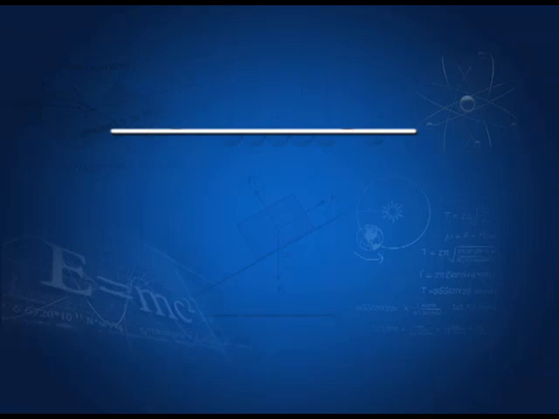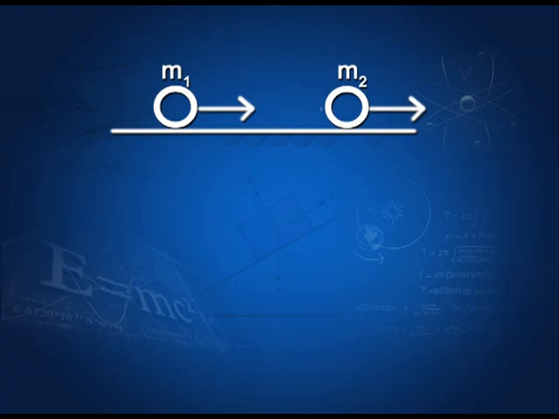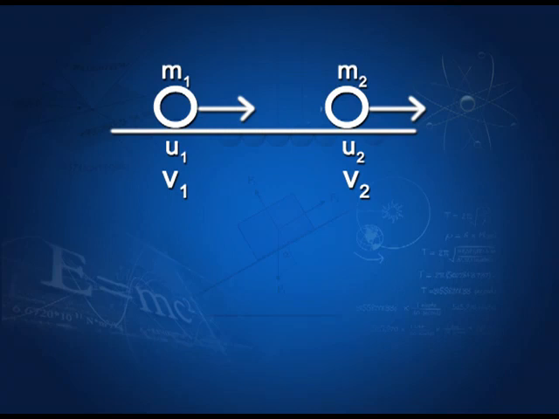We had a smooth horizontal surface. We had two spherical bodies, one had a mass of m1, the other had a mass of m2. They were both moving in the same direction with initial velocities of u1 and u2, and they finally acquired velocities v1 and v2. And from our equations 7 and 8, if you remember, these velocities could be found in terms of u1 and u2 and the masses m1 and m2. Let us consider a special case.